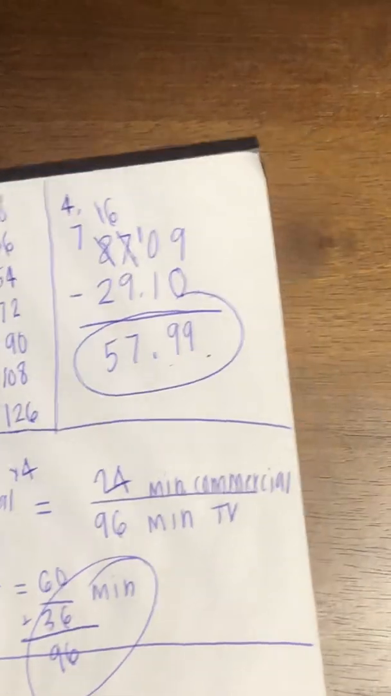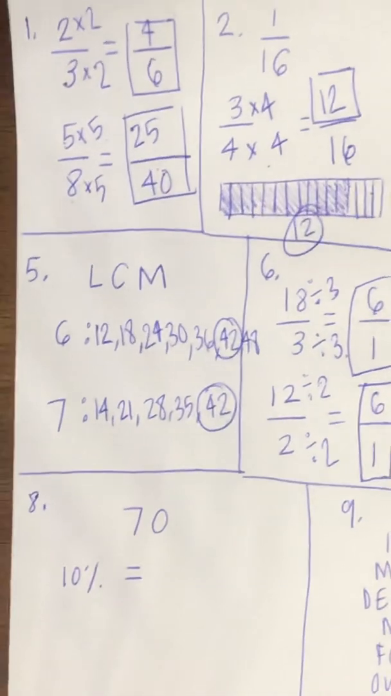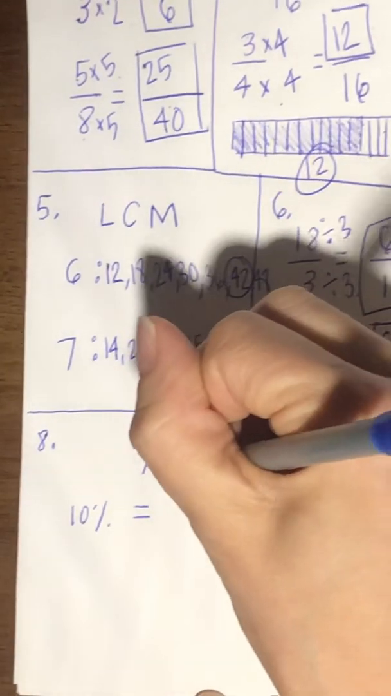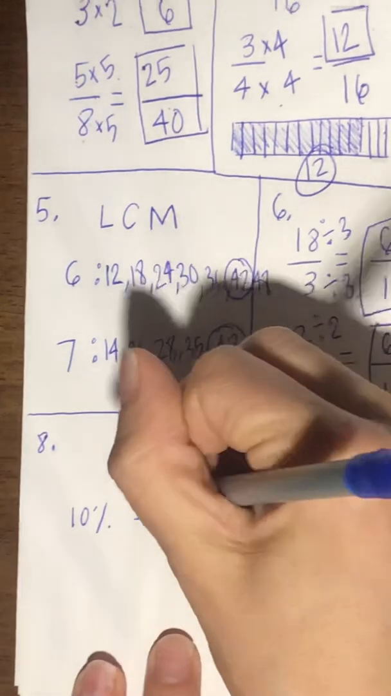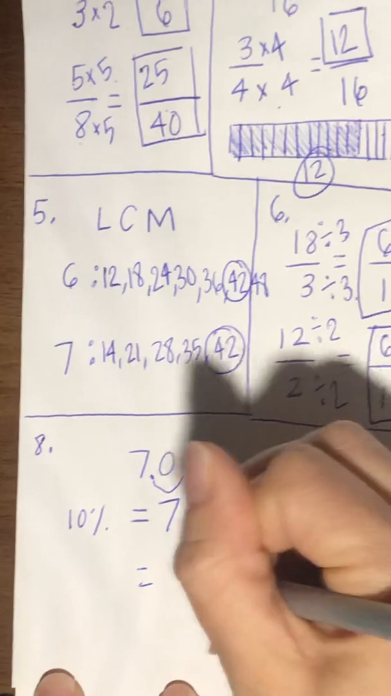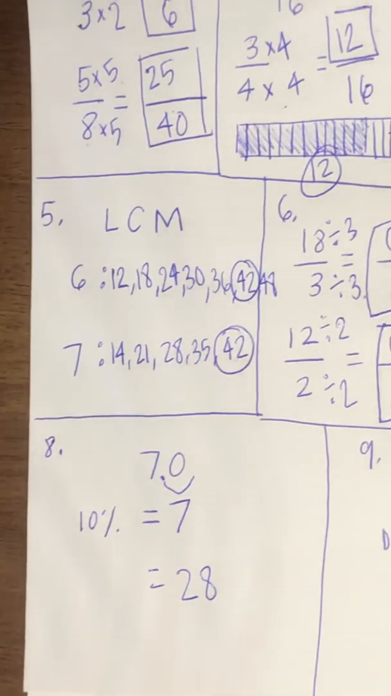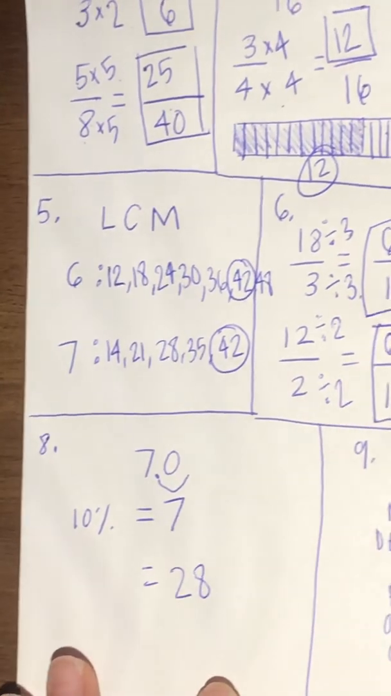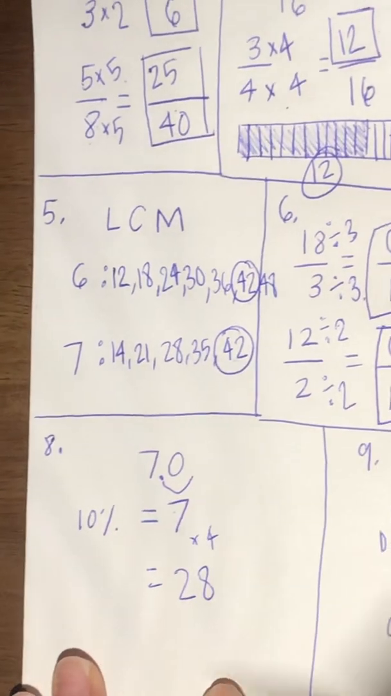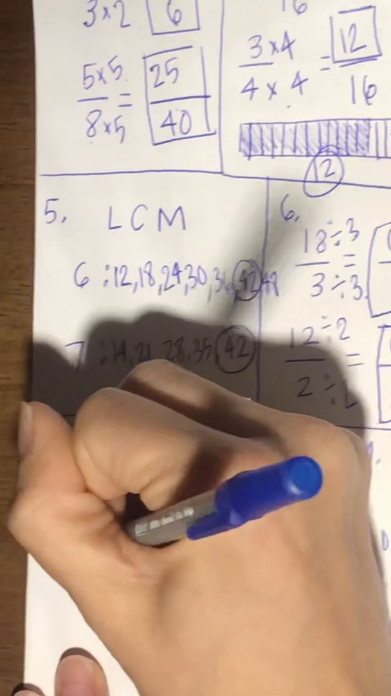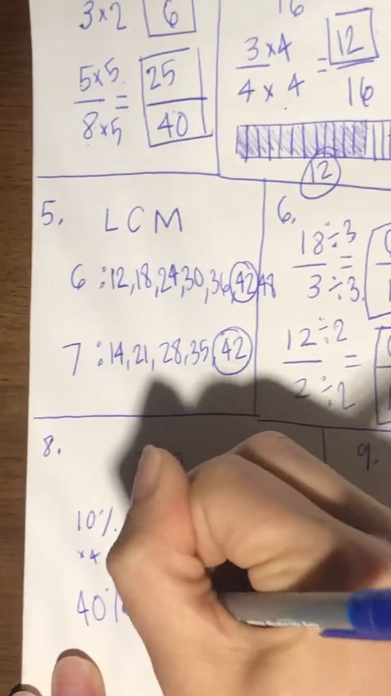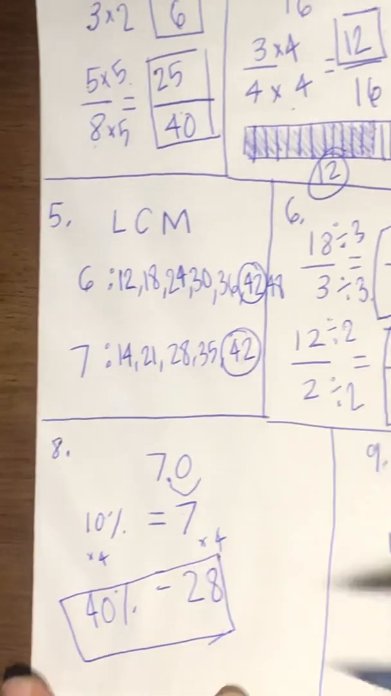For number 8, what percent of 70 is 28? To find 10% of 70, you move your decimal 1 spot to the left. So 10% is 7. And they want to know what percent is 28. So what can I multiply 7 by to get to 28? The answer is 4. Whatever I do to this side of the equal sign, I do to this side of the equal sign. 10 times 4 would be 40%. So 40% of 70 is 28.